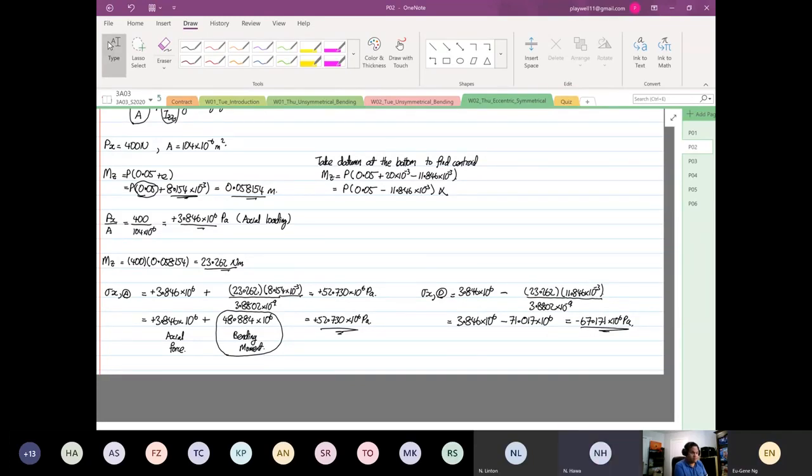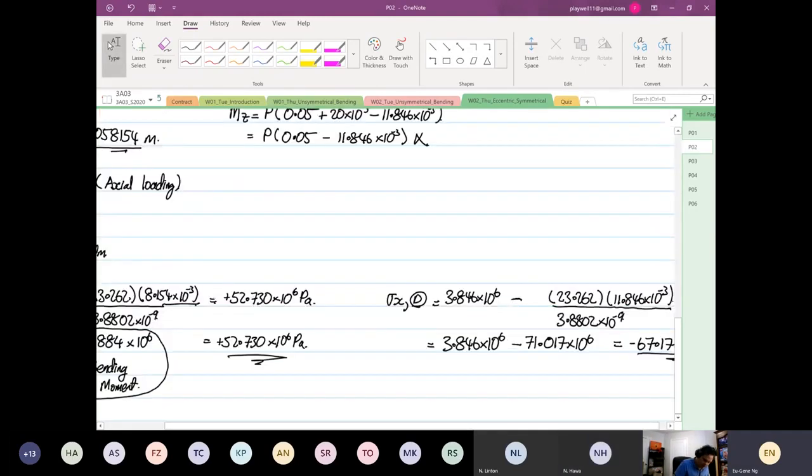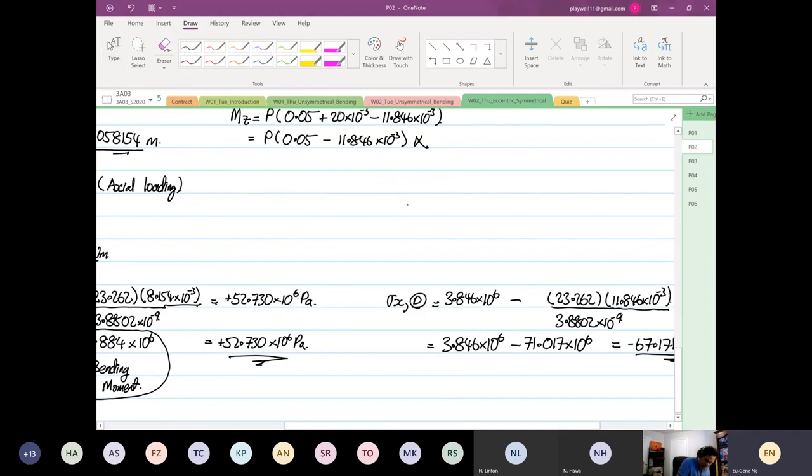Yeah, I have a question. Yes, please. If we're going to calculate the stress at point B, would we just have to change the y value in the bending moment term? Yep, that's it. Good question. So what is stress X at B? Stress X at B is the same thing, so you get 3.846 times 10 to the power 6.